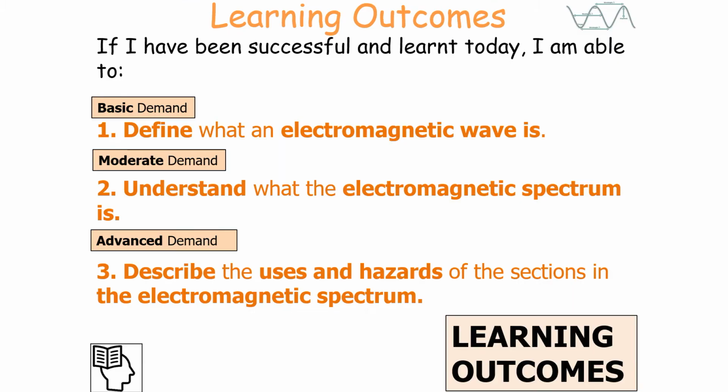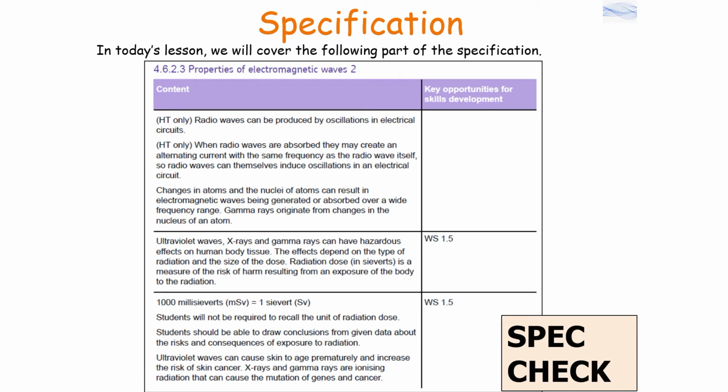If we're successful in today's lesson, we should be able to define what an electromagnetic wave is, understand what the electromagnetic spectrum is, and describe the uses and hazards of the different sections of the electromagnetic spectrum, which is part of the properties of electromagnetic waves 2 section of the AQA GCSE Combined Science specification in physics.